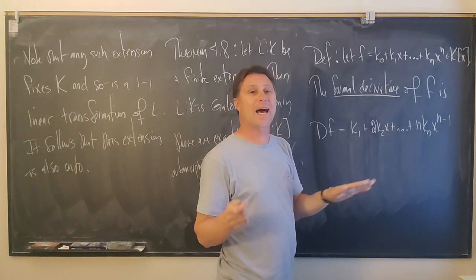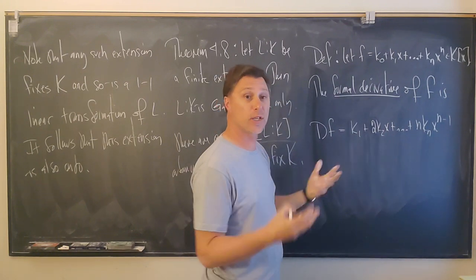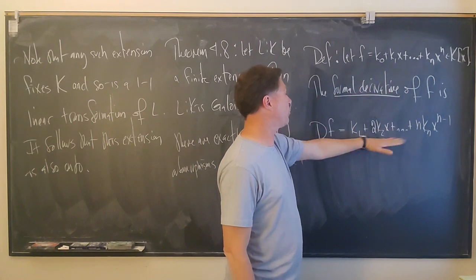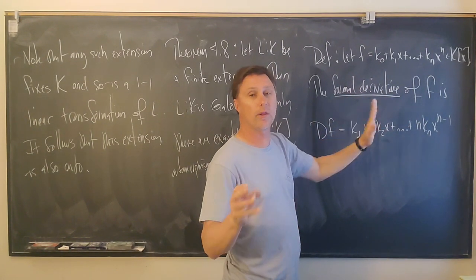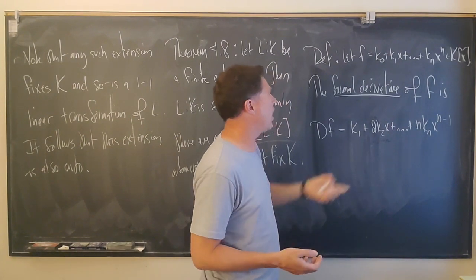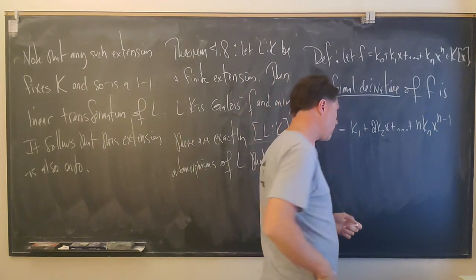We don't want to assign any analysis. We don't want to think of slopes of tangent lines or anything like that. It's just this algebraic manipulation that we do. Start off with a polynomial. Here's a formula to create a new polynomial. We call this the formal derivative. We're not really thinking of polynomials as functions anyways. They're just objects sitting inside a ring.